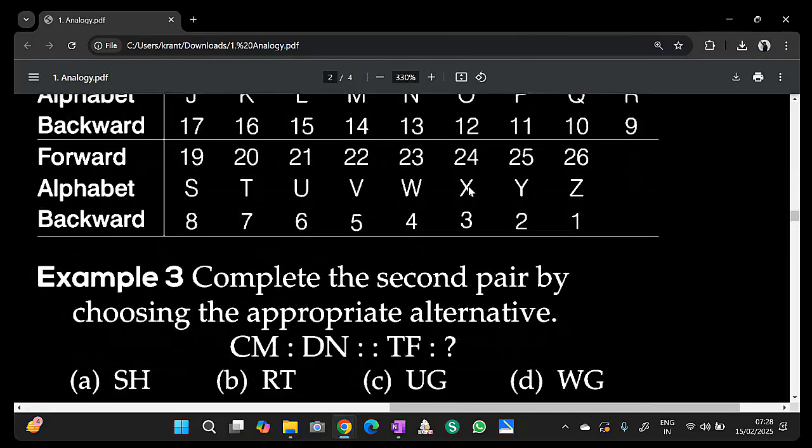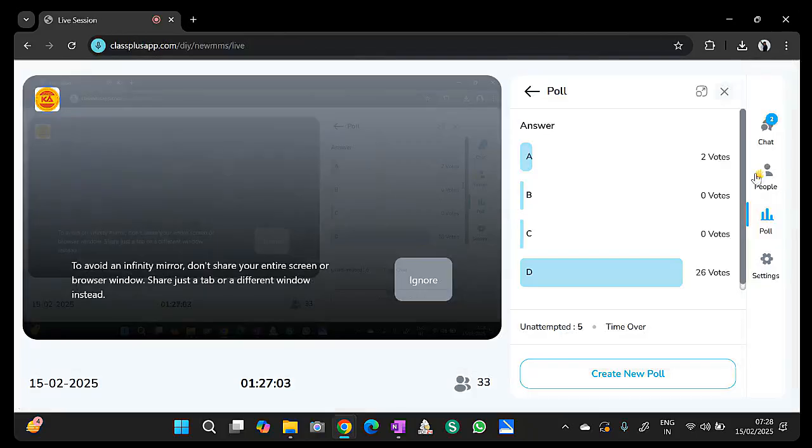Okay, all of you try this question. Complete the second pair by choosing the appropriate alternative. CM is to DN as TF is to question mark. All of you try to answer this. I am creating a poll for 1 minute.